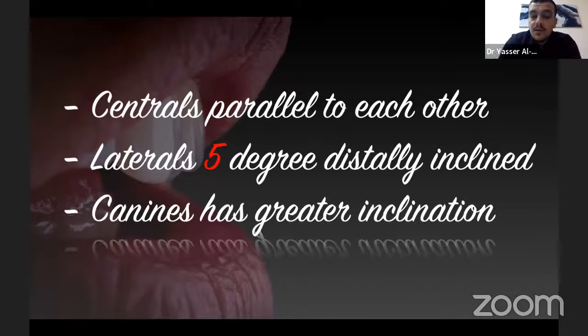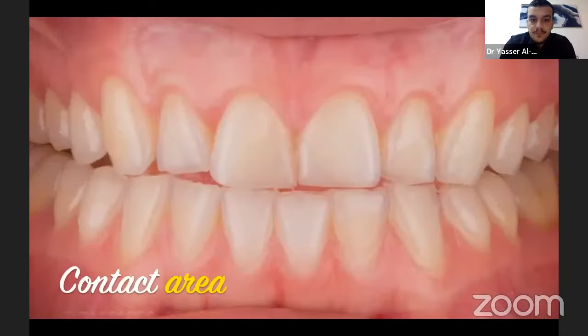So the central incisors are parallel to each other. Laterals are 5-degree distally inclined, but when we go posteriorly to the canine, there is more than 10-degree inclination distally for the canines. And when we go posteriorly beyond the canine, the premolars and molars return to being parallel to each other, or return to the straight axis of the teeth.